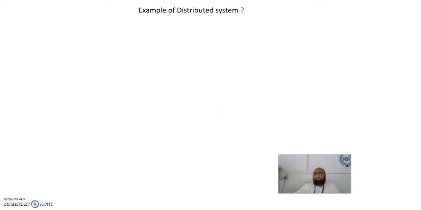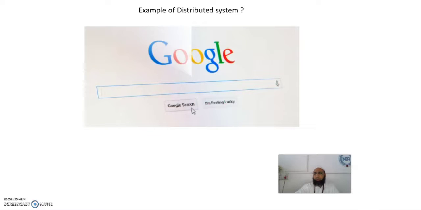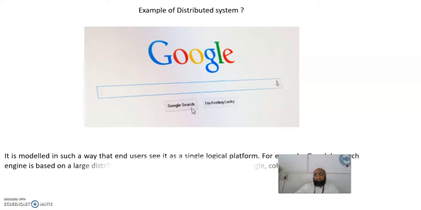So you may be thinking that when we talk about this distributed system, there are so many nodes and they are connected, there is openness, there is transparency, there is scalability. What might be the example? The example is very simple. Everyone knows the Google search engine. The Google search engine is the best example of a distributed system.